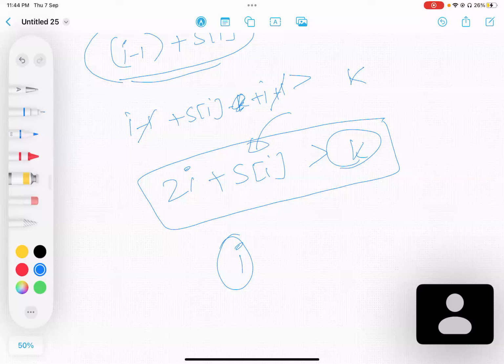Okay. Is the approach clear to you? Yeah, I think this question is a little bit difficult for a B type of question.